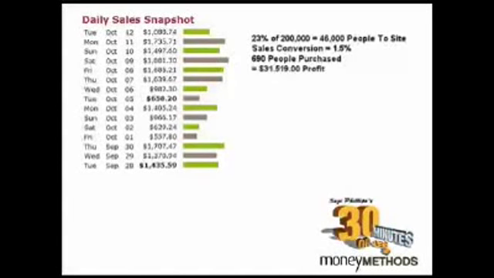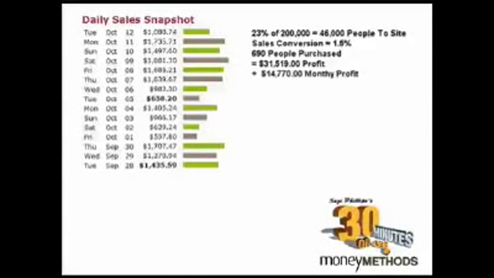So that generated the $31,519, plus an automatic recurring monthly billing of $14,770 for each month of those who resubscribed. And I expected that because ClickBank stats proved that 75% of them would resubscribe each month. So that's really not bad for just 30 minutes of work, is it? And really, that 30-minute money method alone would help you pay off your bills pretty quickly, wouldn't it?